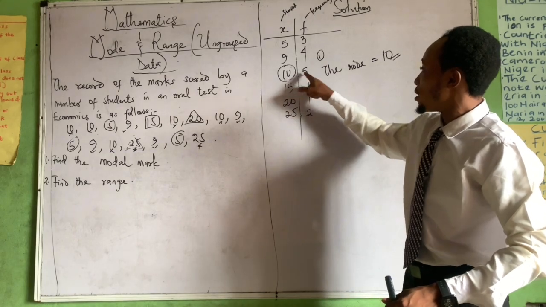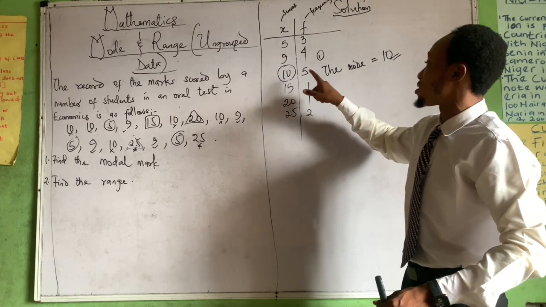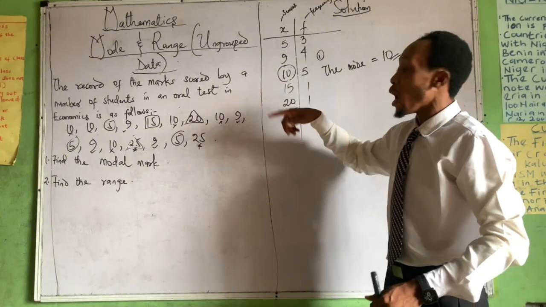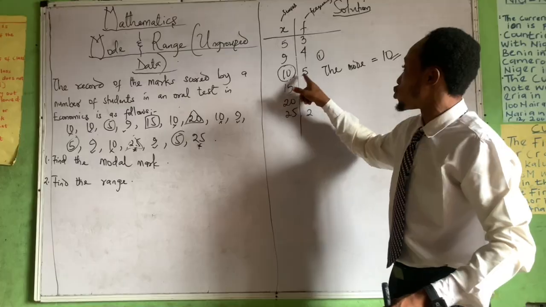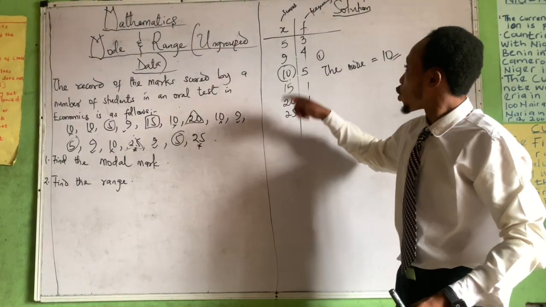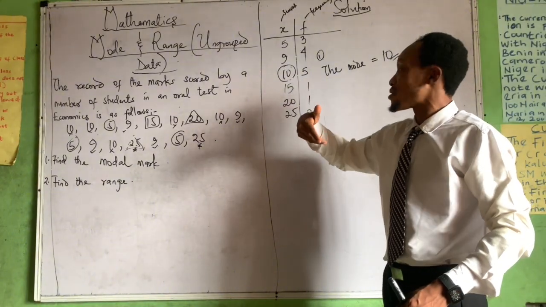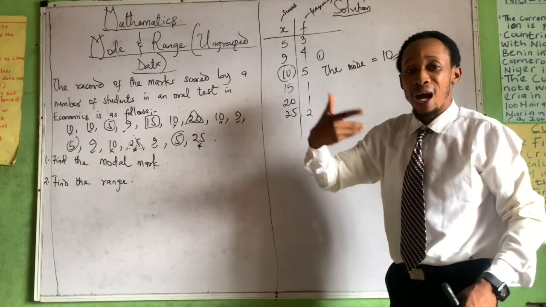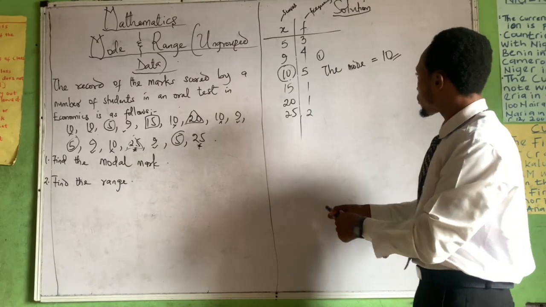For the score of 10, 10 occurs 5 times. We said that the mode is the score with the highest frequency. So score 10 occurs 5 times, meaning 5 students have 10 marks. So that makes it the mode.